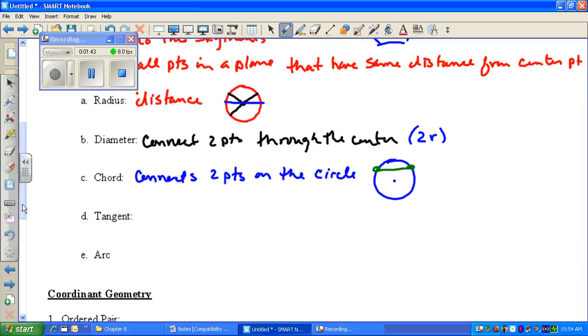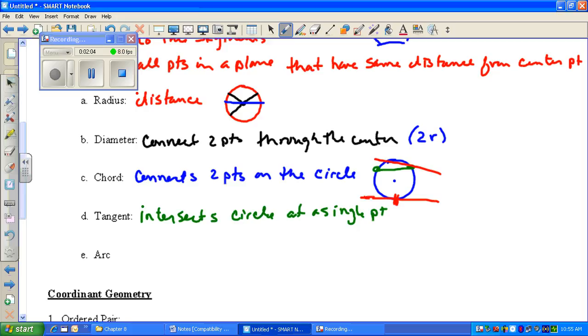The tangent is a line that intersects the circle, but that's going to be at a single point. So the tangent line hits 1 point right there. So we call that a tangent line. And there will be infinitely many tangent lines, but it can only hit the circle with 1 point.